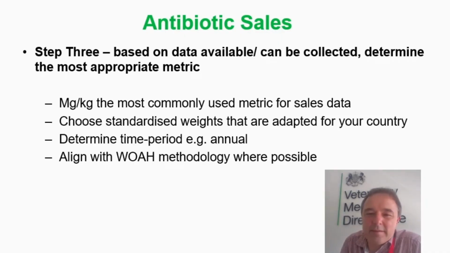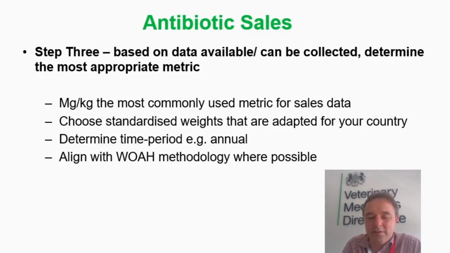Okay, so then step 3, once you've got the numerator bit and you've got the denominator bit, the animal number data bit, then you can think about how am I actually going to calculate this sales data. So what metric am I going to use? One of the commonly used metrics, and we use this in the UK for food animals, and it's also used across the EU, and it's used by WOA, is the milligrams per kilogram. So that's milligrams of active ingredient compared with the kilograms of animals.